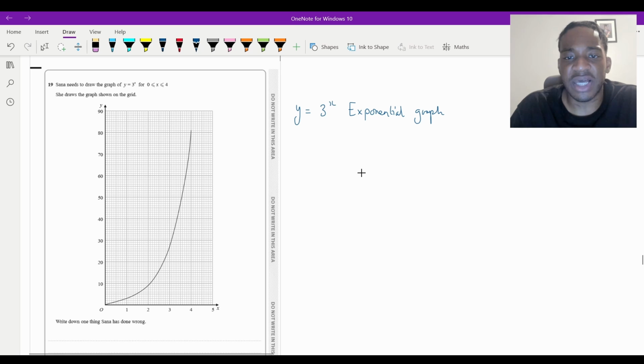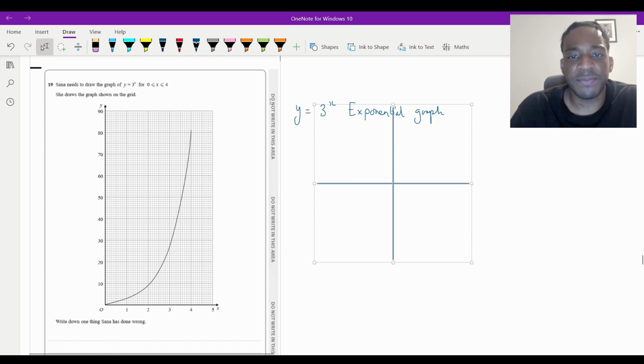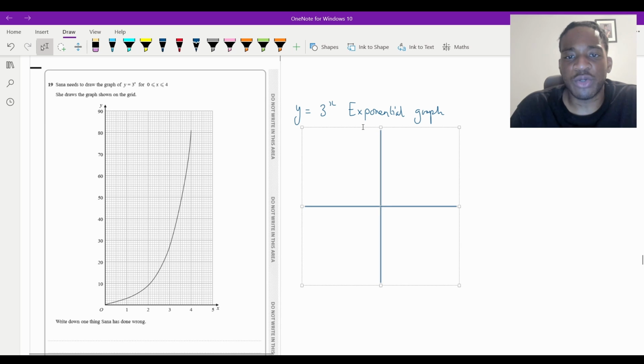I'm just going to draw axes like this. So the general curve is not the issue. But what you should know is that any exponential graph of this form, which you can generalize to be y equals a to the x, is going to have a y-intercept of 1, because remember, the y-intercept of any graph is when x is 0.